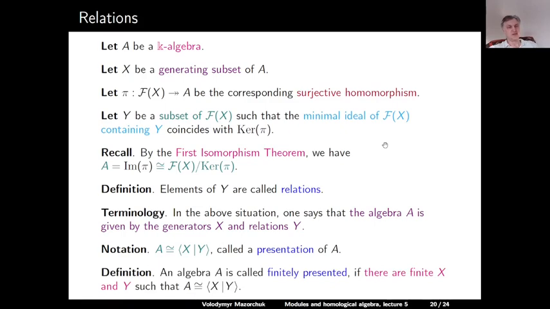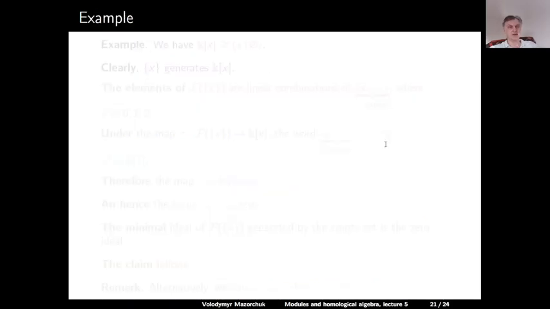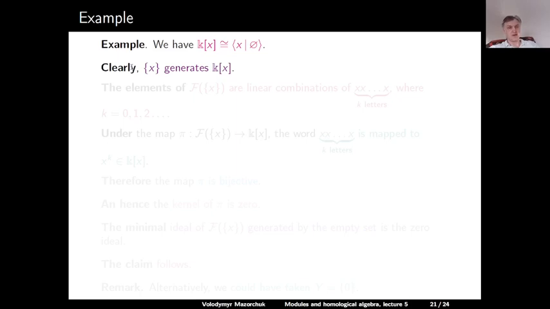And we say that an algebra A is finitely presented if it has a finite generating set for which we have finitely many relations. For example, the polynomial algebra in one variable x is finitely presented. It has one generator x and no relations, the empty set of relations. To prove this, first note that x clearly generates k of x.